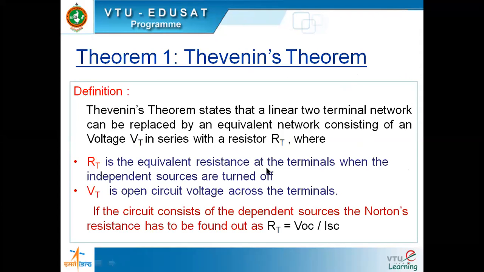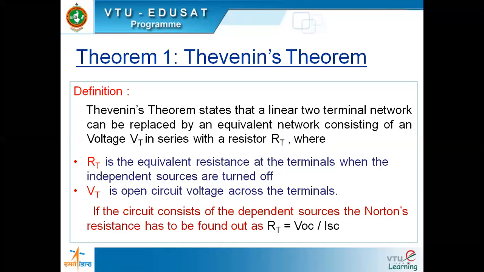Rt is the equivalent resistance at the terminals when the independent sources are turned off. I'll be talking about that when we solve problems. Turning off the independent sources means if there is a current source, you have to open circuit that. If there is a voltage source, you have to short circuit that. Then you'll be left with only the resistors, so you find the equivalent resistance, and that equivalent resistance is your Rt.